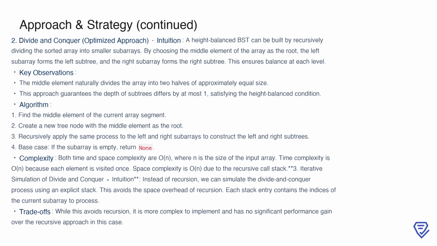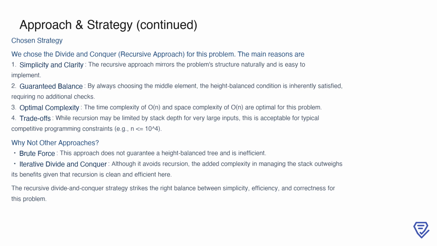This approach is highly efficient, with a time complexity of O(n), because each element is processed exactly once, and a space complexity of O(n), due to the recursive call stack. There is also a variation of this method that uses an iterative simulation of divide and conquer. Instead of recursion, it uses an explicit stack to manage subarray indices. While this avoids the space overhead of recursion, it introduces additional implementation complexity and offers no significant performance advantage in this case.